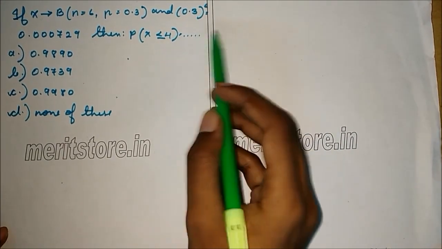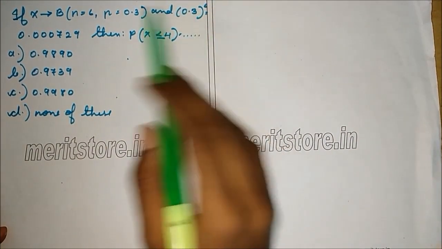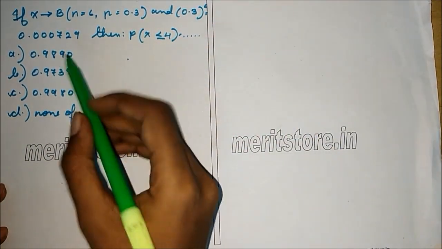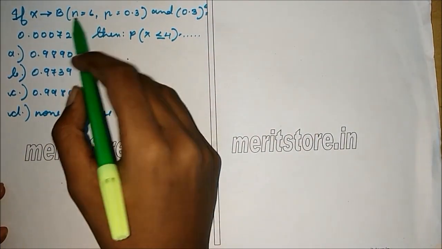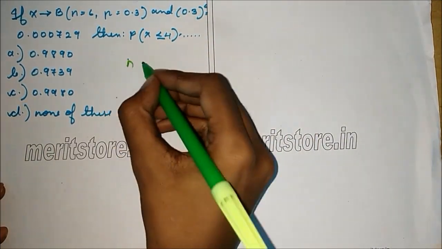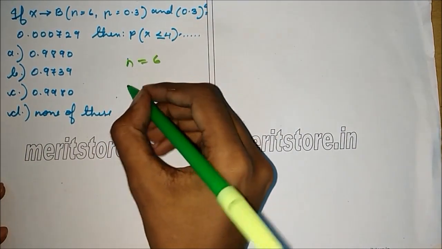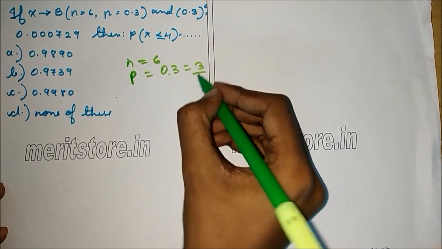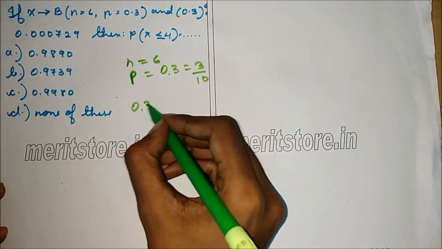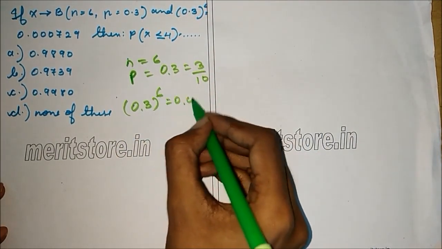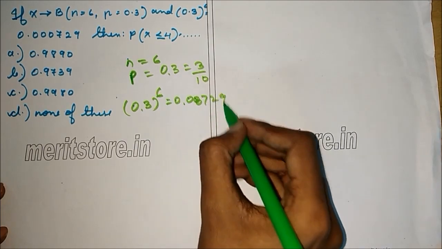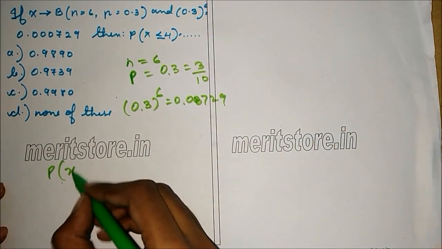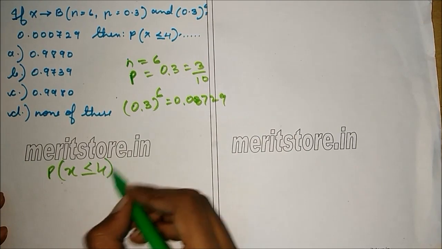So now we'll begin with the level 2 section of the chapter binomial distribution. The question is: x belongs to a binomial distribution where n is 6, so n is given as 6. Probability p is given as 0.3, that is 3 by 10. And it is given that 0.3 raised to 6 is 0.000729. We have to find the probability of x less than or equal to 4.